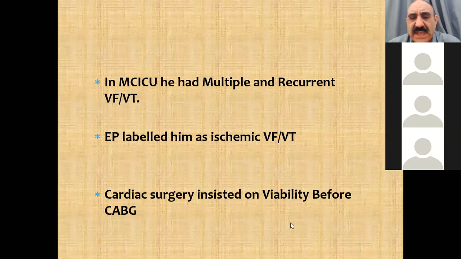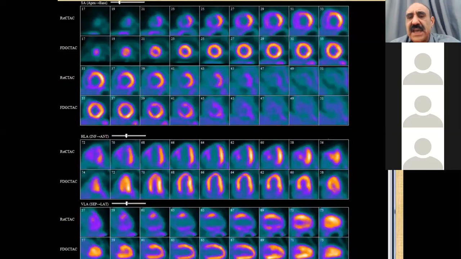So what we did, again, we sent the patient for FDG viability. Here we put the FDG down and we put the rest rubidium up.